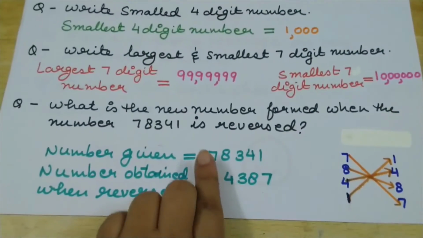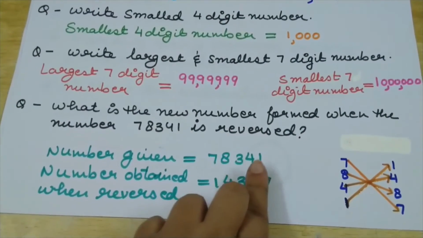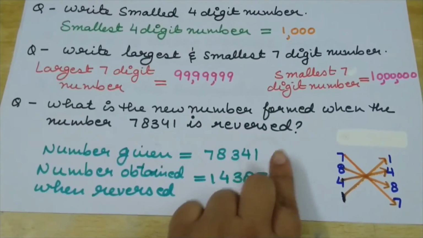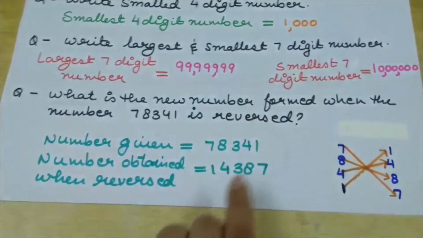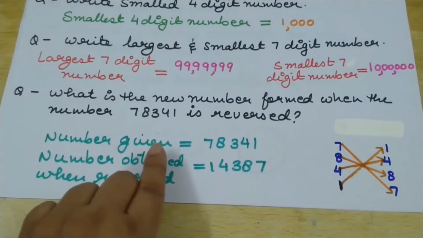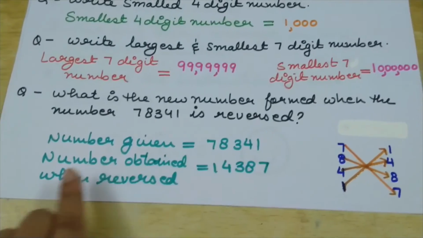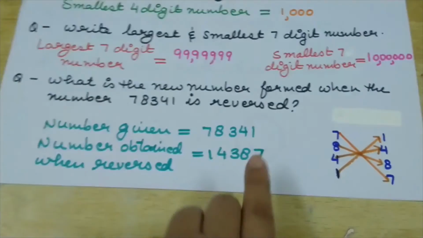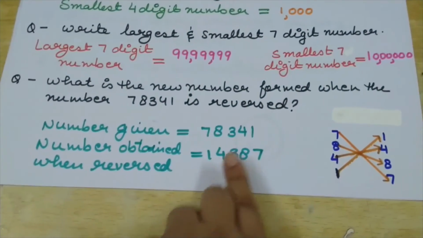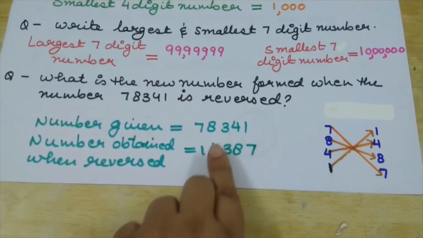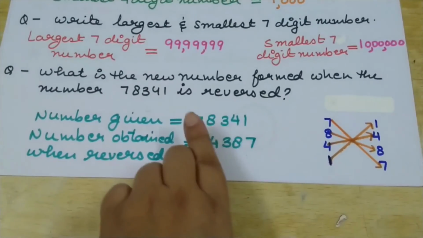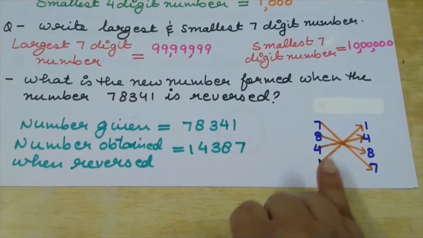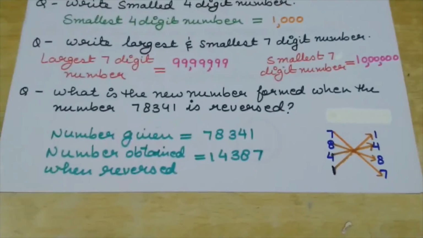Similarly for the numbers. 78341. So the first number will become the last and the last number will become the first. That means we'll flip. The number given is 78341. So the number obtained when reversed. Reverse means just, correct, opposite. So what will we do? 1, the last one, correct. 4, 3, 8, 7. For you I have done it over here also. 7 became the last and 1 became the first. And similarly for the other numbers.